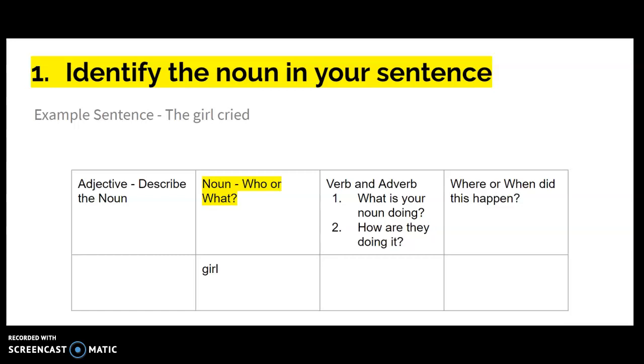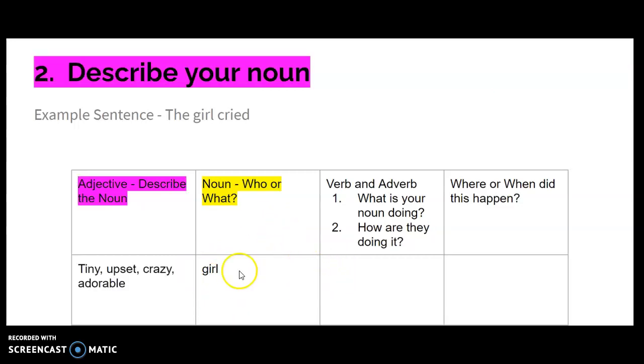The first one being the girl cried. Okay, so in this sentence, girl is the noun. So the first thing you do is figure out the noun, the who or the what. Okay, and in this example is the girl. Then you're going to describe that girl or describe that noun, the who or the what. So instead of just the girl, we're going to add some descriptive words, okay, to explain the girl. The tiny girl, the upset girl, the crazy girl, the adorable girl, okay? Expand on that.